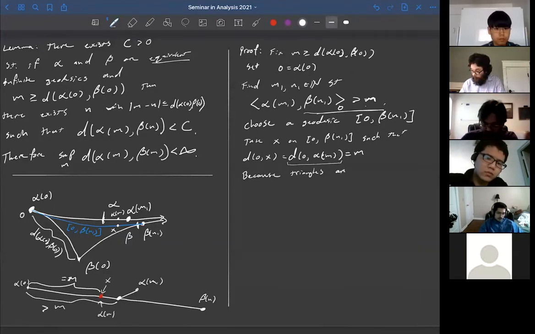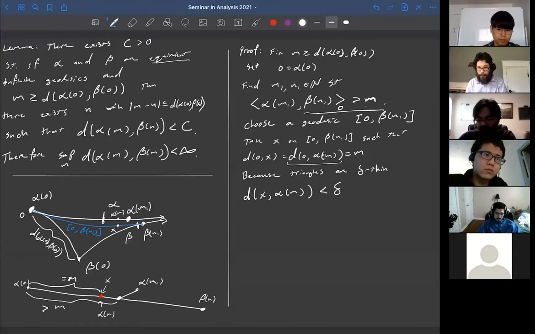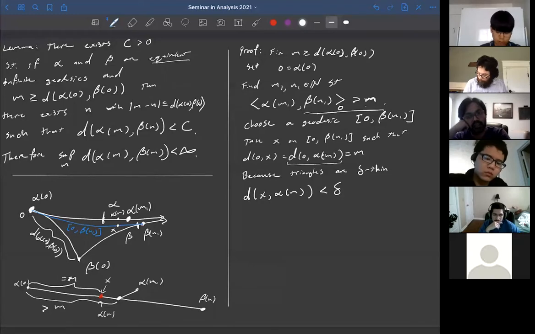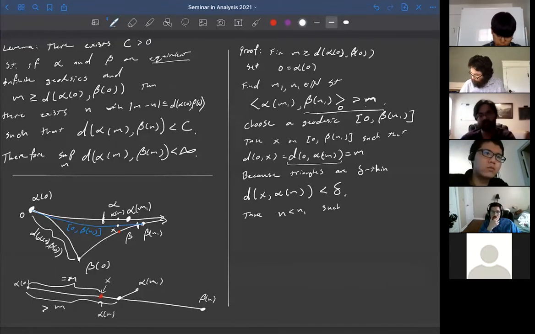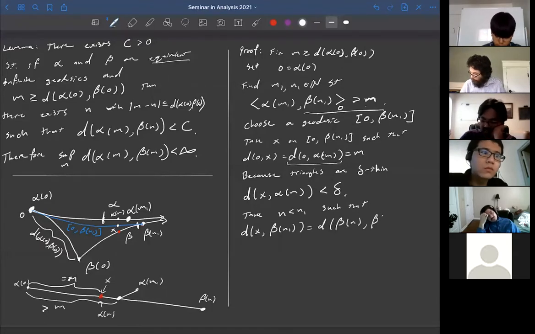And because triangles are delta thin, we then have that the distance between X and alpha M is at most delta. All right. But now what can we do? Now we'll do the same thing, but we'll patch it down to here. Specifically, if we now take N less than N1 such that the distance from X to beta N1 is equal to the distance from beta N to beta N1.